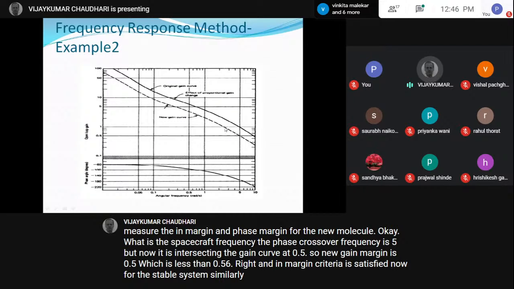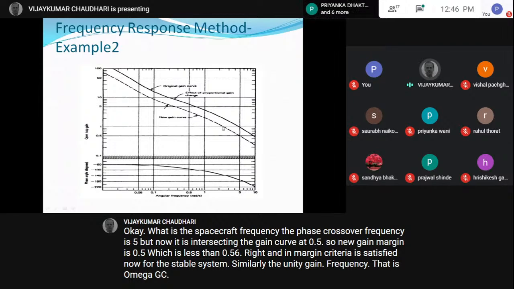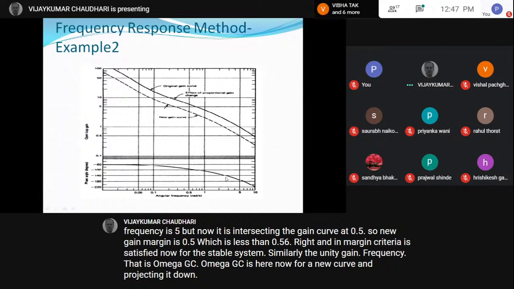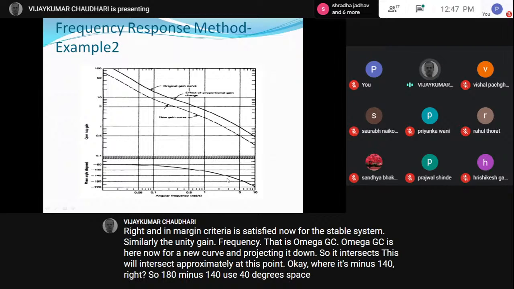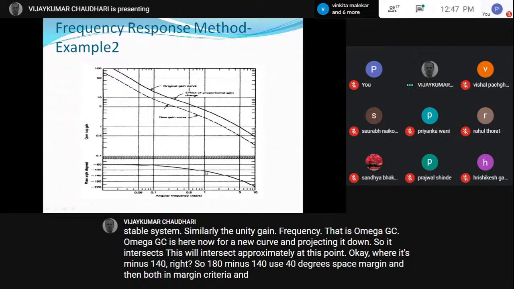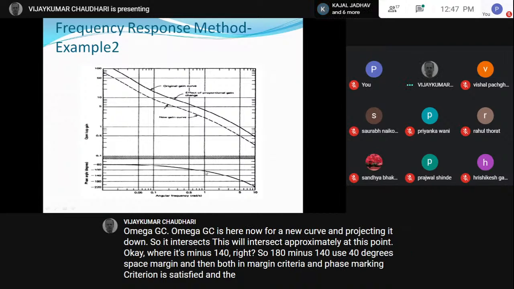Similarly, the unity gain frequency, that is omega GC, is here now for the new curve, and projecting it down, it will intersect approximately at this point, okay, where it's minus 140, right? So 180 minus 140 gives 40 degrees phase margin, and then both the gain margin criterion and the phase margin criterion are satisfied, and the system will be stable then.